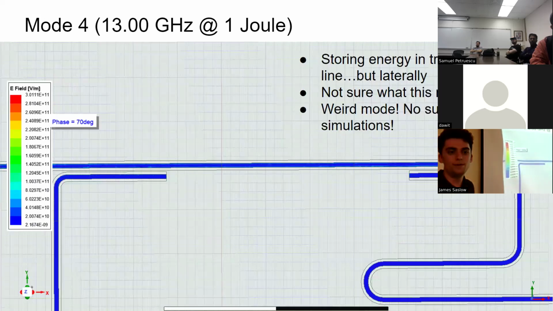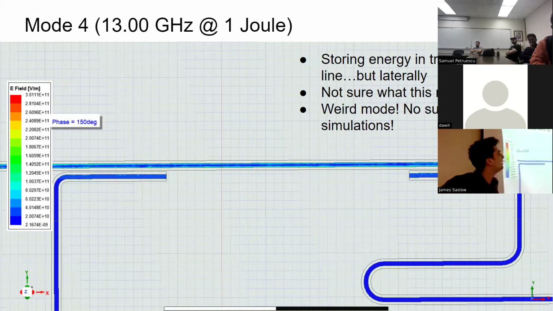We can go into the fourth mode, which is a weird mode. I don't really know what it's doing here. It seems like it's laterally storing energy in the transmission line. I'm not really sure what this means, or if this is accurate, but it just goes to show that there's no substitute for simulation. You really don't know how a system is going to behave until you simulate it. You can do as much pen and paper math as you want, but there's no substitute for this. You've got to do simulation to know how your system is going to behave.